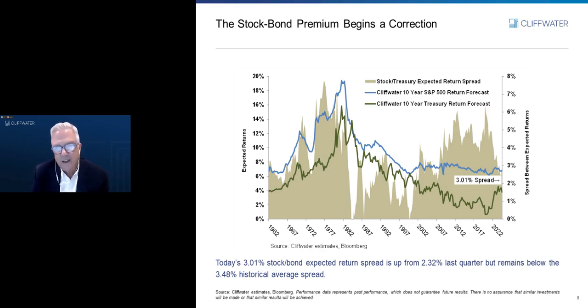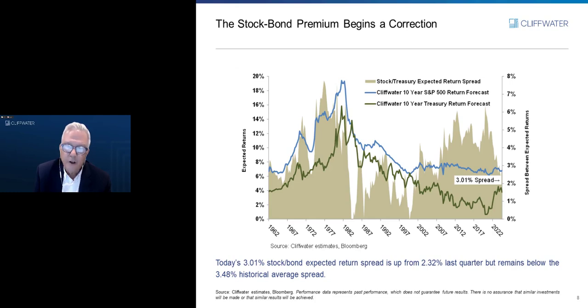We had said that the spread between expected returns for stocks and bonds favored stocks. If you remember, in that graph on slide 6, I talked earlier about a 3.5% normalized spread historically. It had been much wider than that.